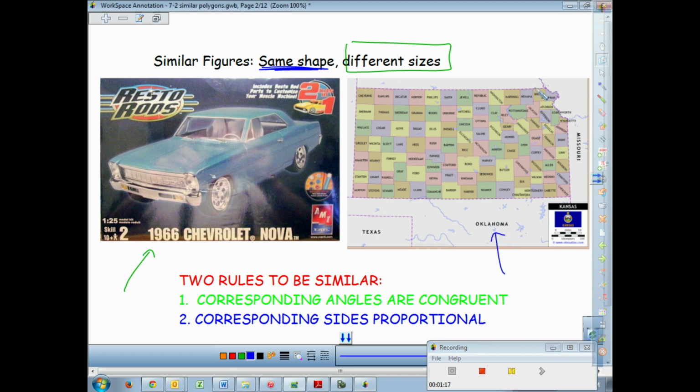This is a map of Kansas. Should a map of Kansas be the same shape as Kansas? Yes or no? Yes. Should it be the same size as Kansas? That would be ridiculous to have a map that is the same size as the state of Kansas. How would you fold it up? It would just cover the entire state if you unfolded that thing. That would be nonsense, right?